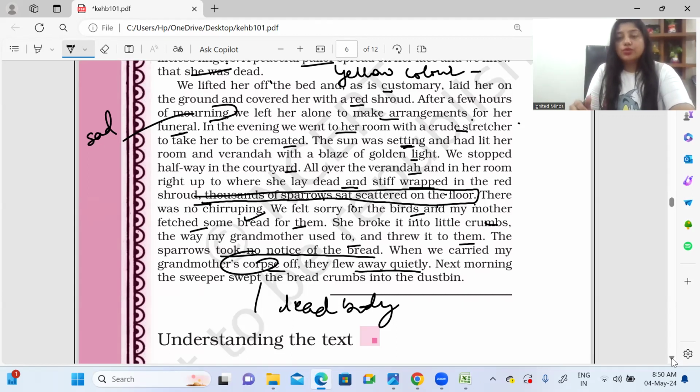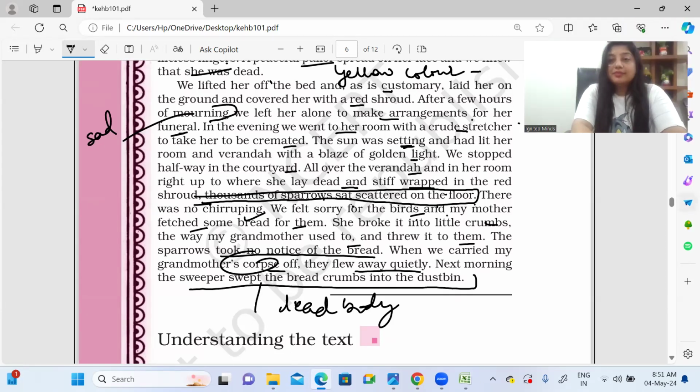And of course, animals have emotions. You know, if you feed a dog, the dog would always remember you and follow you wherever you go. So animals do have emotions as well. It is we who do not understand. So the birds were so attached to the grandmother that they really felt that if the grandmother does not exist, they have no point in being there. Next morning, the sweeper swept the breadcrumbs into the dustbin. So next morning, when the sweeper came, he just dumped those breadcrumbs into the dustbin.